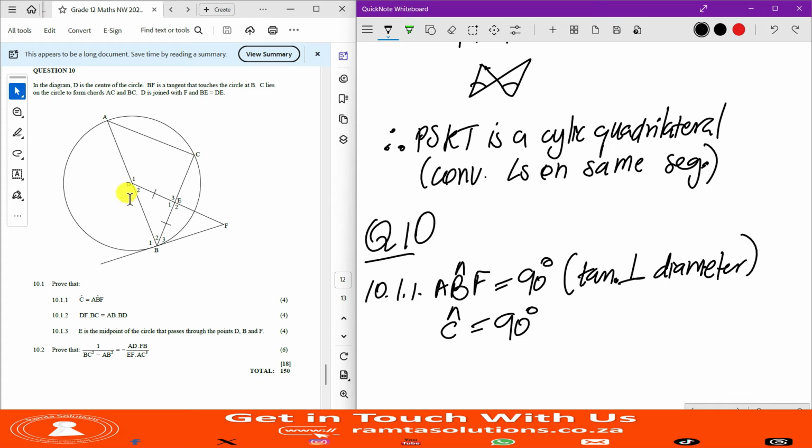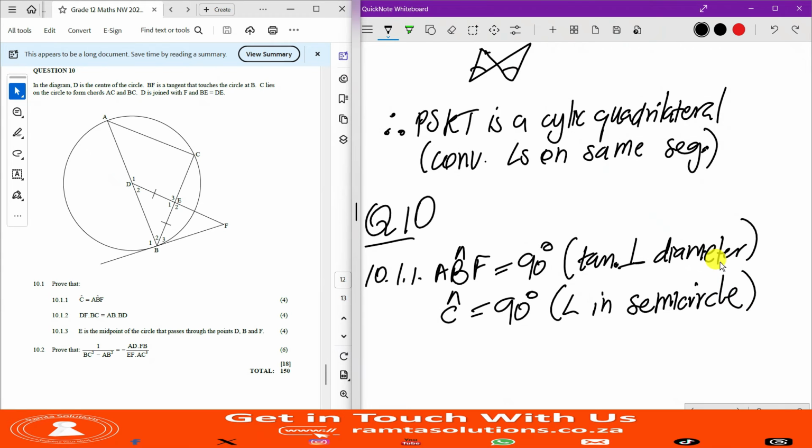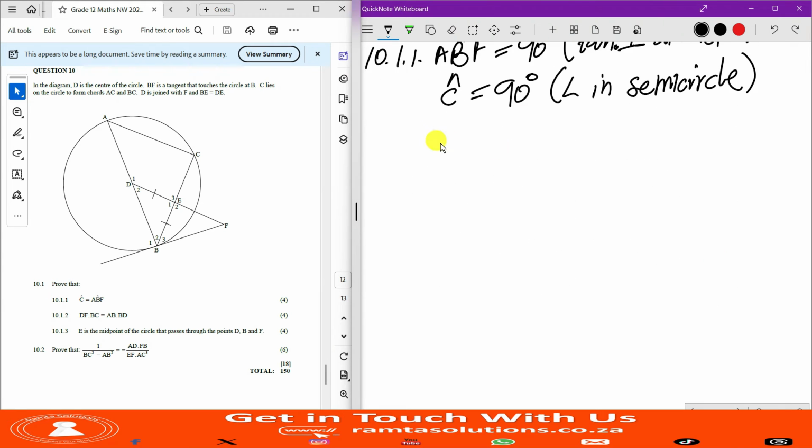Angle at the center is twice angle at the circumference. Otherwise, for this one, since it's a diameter, we like using angle in semicircle. Okay. Now, as you can see, angle ABF is equal to angle C. Right? Happy? Great stuff.